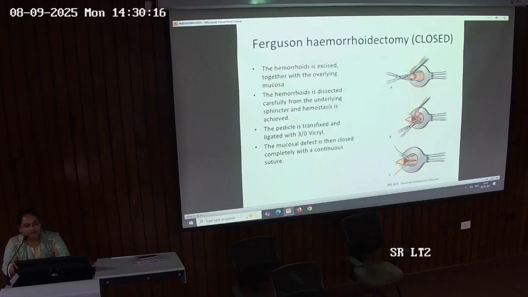This is the Ferguson approach. The hemorrhoid is excised together with the overlying mucosa and the hemorrhoid is dissected. What is the difference between closed and open method? In the closed method, we just pull the hemorrhoids and ligate from the base. We should transfix the pedicle, that is the vasculopedicle. Hemorrhoids are caused by the dilatation of superior hemorrhoidal veins. So we should take the vessel in ligature by 3-0 Vicryl and the mucosal defect is then closed completely with a continuous suture.